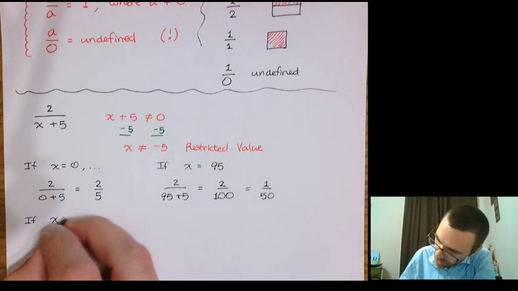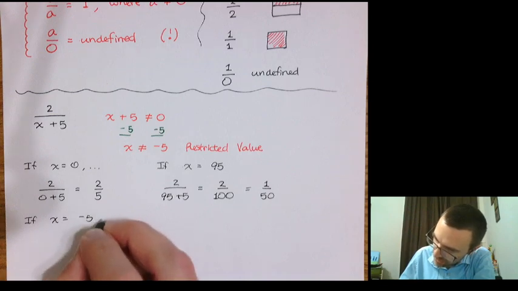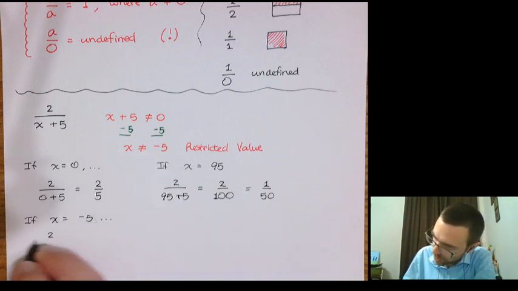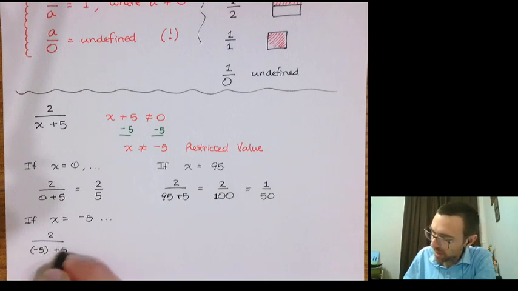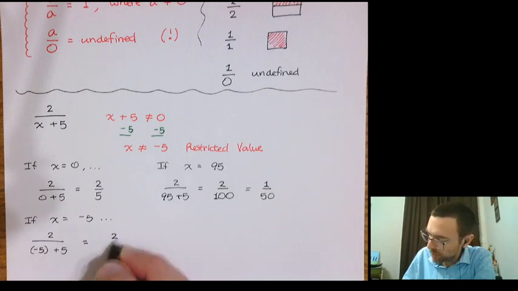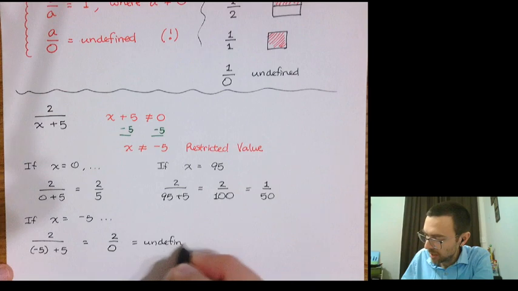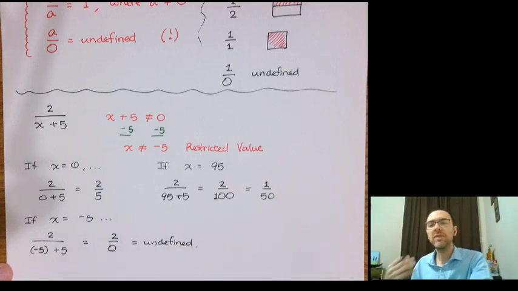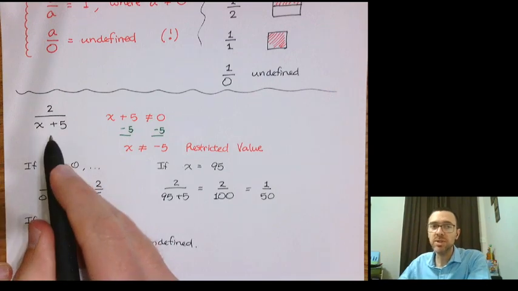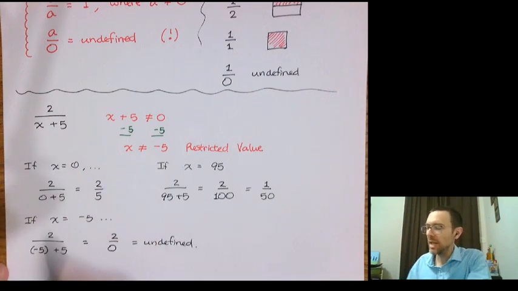So if x were to equal negative 5, you end up with 2 over negative 5 plus 5, which becomes 2 over 0, which is undefined. And so that's why we have to remove x equals negative 5 from the entire discussion for this particular expression. Because if I plug it in, I get an undefined expression. And it kind of ruins everything.